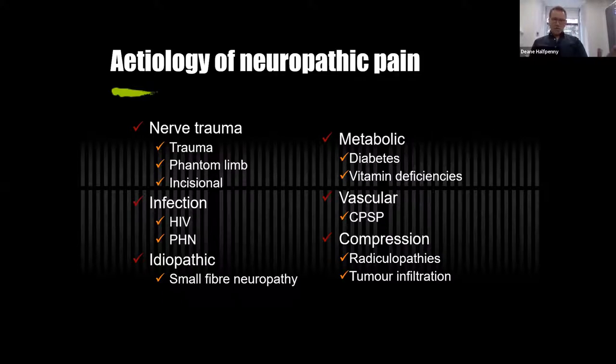There are other causes such as small fiber neuropathy, diabetic neuropathy, various vitamin deficiencies, which can lead to dysfunction within the neural system, and they too will create symptoms of neuropathic pain. Then, of course, there's vascular, which I've got here is central post-stroke pain. And then under compression, we've got radiculopathies and, of course, tumor infiltration, which is the same really as a nerve type trauma. So across the board, there are multiple different etiologies of neuropathic pain.